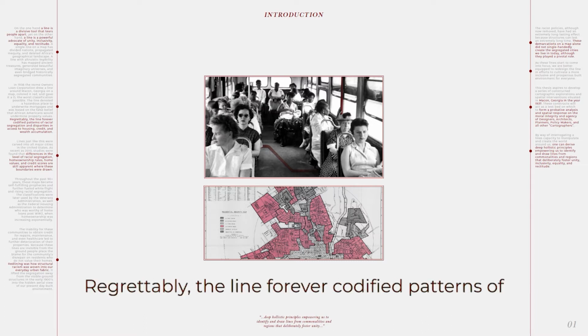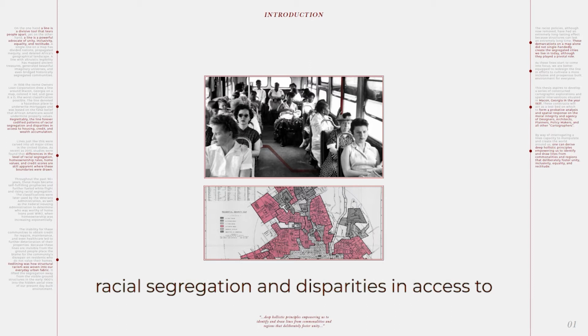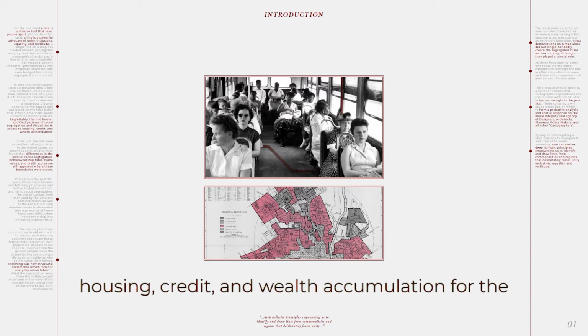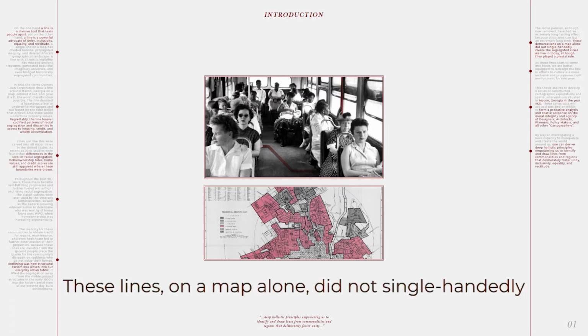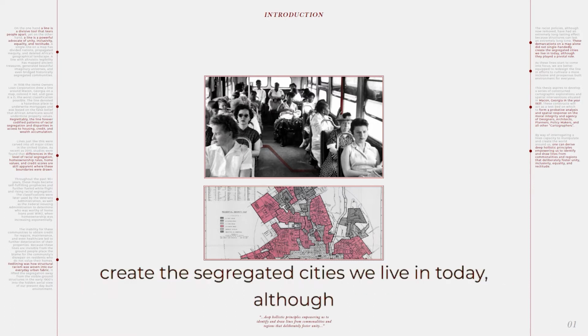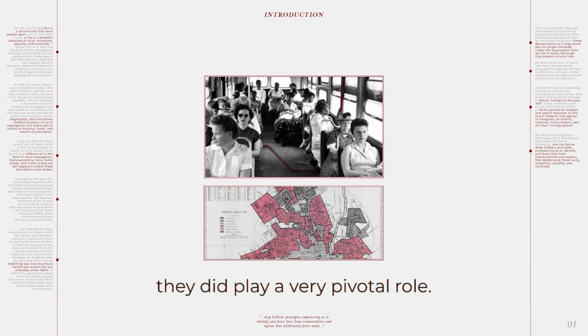Regrettably, the line forever codified patterns of racial segregation and disparities in access to housing, credit, and wealth accumulation for the next 90 plus years. These lines on a map alone did not single-handedly create the segregated cities we live in today, although they did play a very pivotal role.